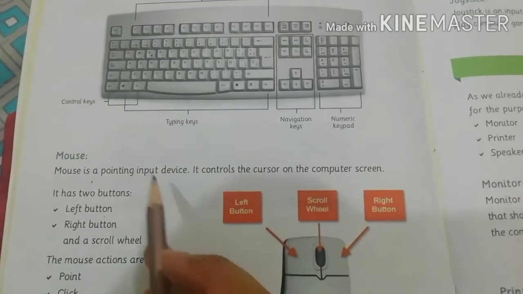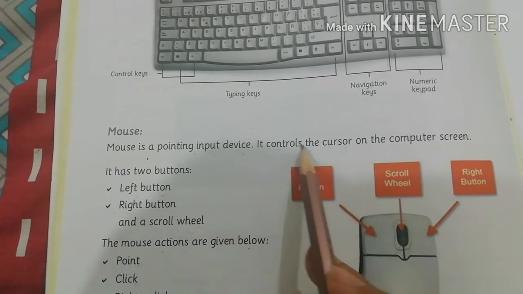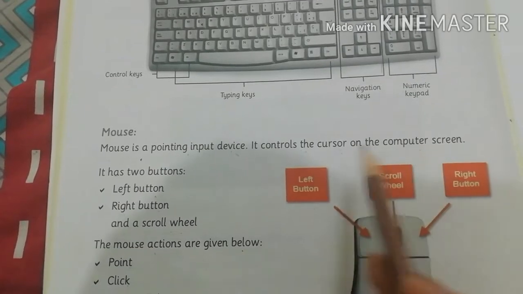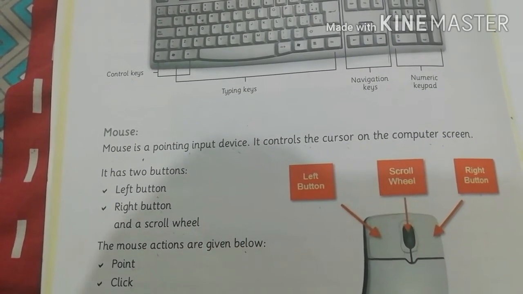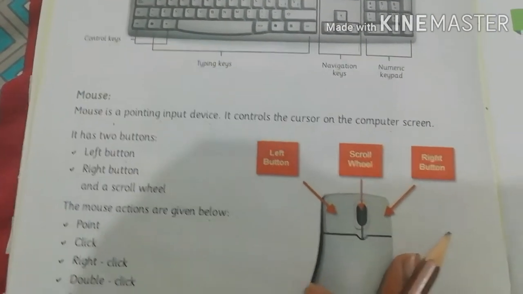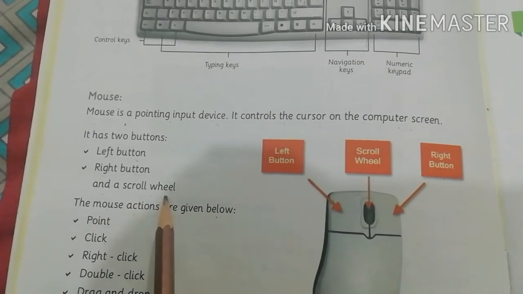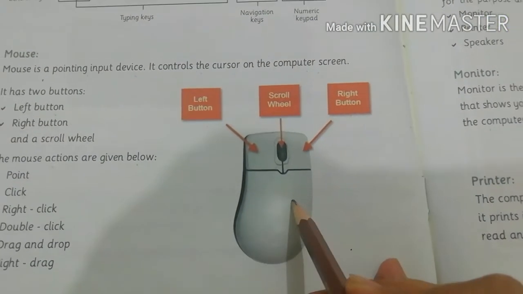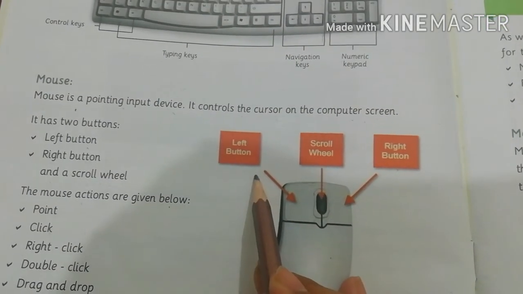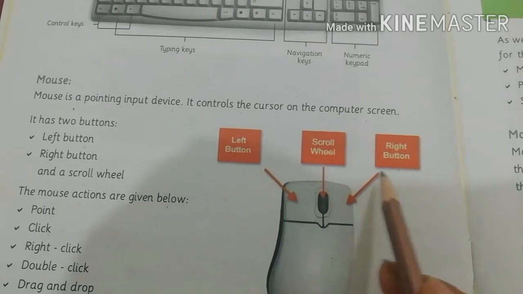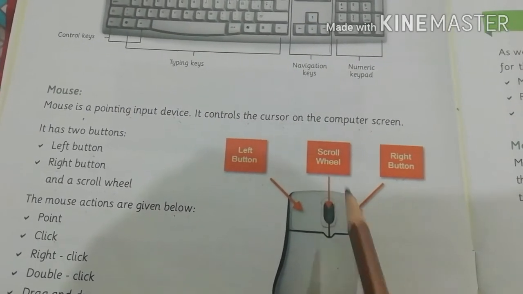Now the next input device is the mouse. Mouse is a pointing input device. It controls the cursor on the computer screen. It has two buttons, a left button, a right button, and a scroll wheel. Dear students, look, the mouse looks like this. This side of the mouse is called the left button, and this side is the right button, and the center ball is known as the scroll wheel.